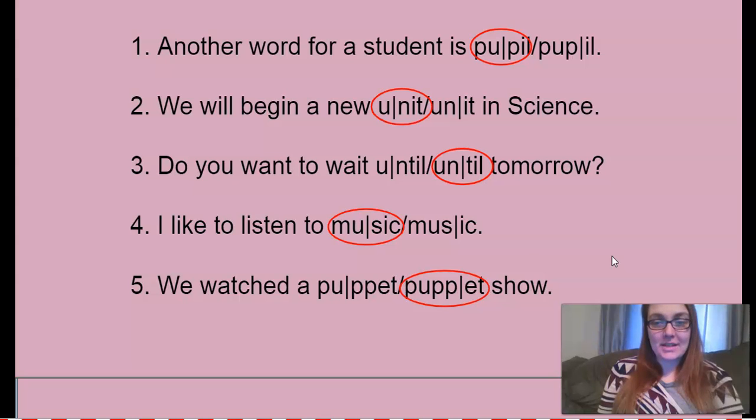And it's puppet. Good. So again, in words like pupil, unit, and music, that U is at the end of a syllable, so it has a long vowel sound. And in until and puppet, the U is in the middle of a syllable, ending with a consonant, so it is a short vowel sound.